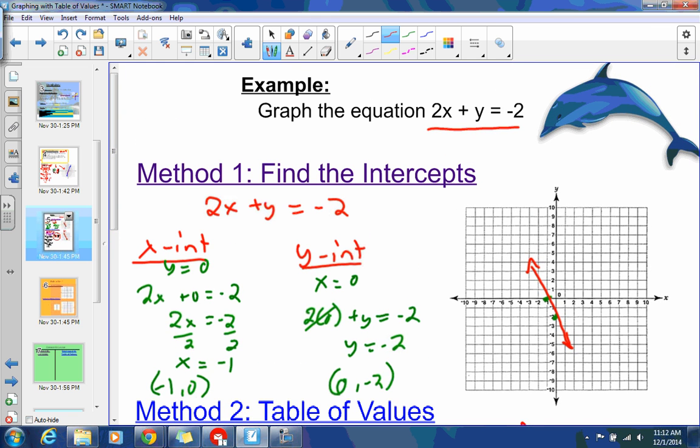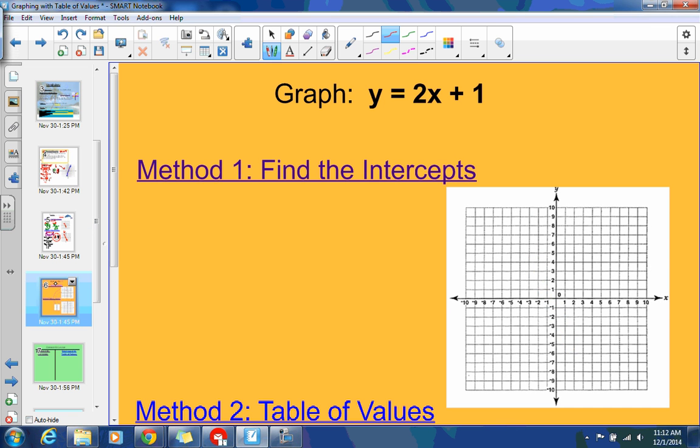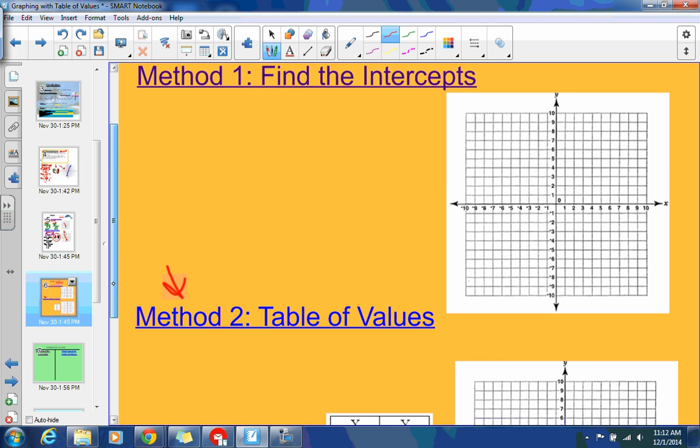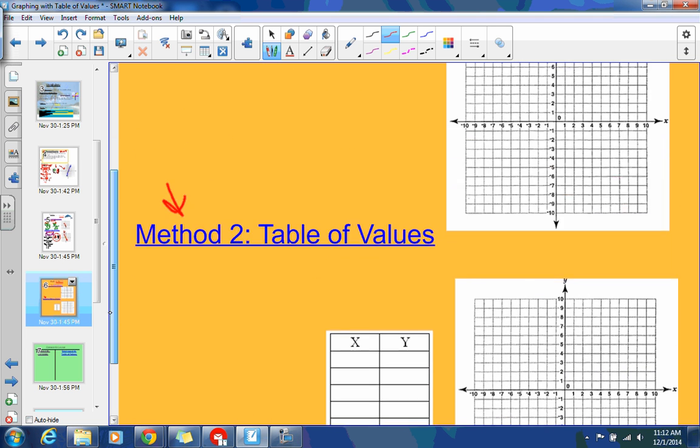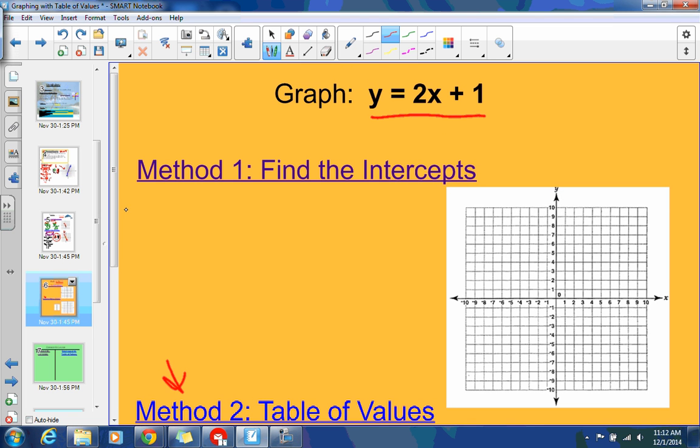So with that, you can go ahead and try this one. We have y equals 2x plus 1. You can try finding the intercepts way, and you can try the table of values. I especially want you to find using method 2, table of values. So find your table, graph them, and if you want, pause and try that.